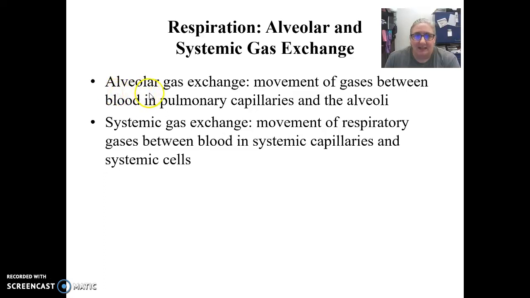We have alveolar gas exchange, where oxygen moves into our blood cells and carbon dioxide moves into the alveoli. And then systemic gas exchange occurs when oxygen moves into the body tissue cells and carbon dioxide moves into the blood.